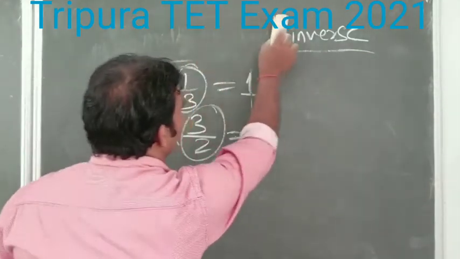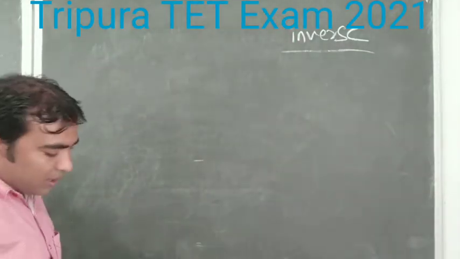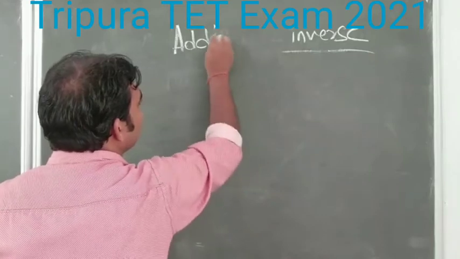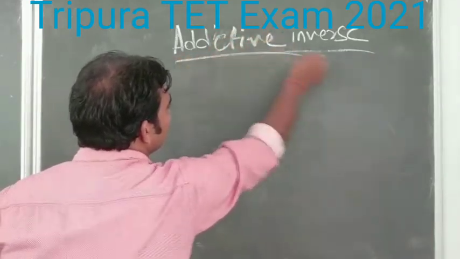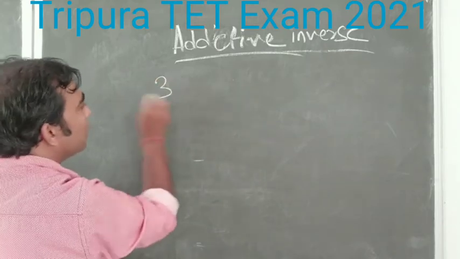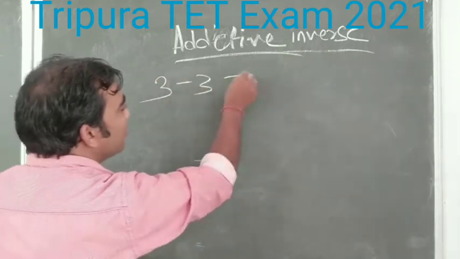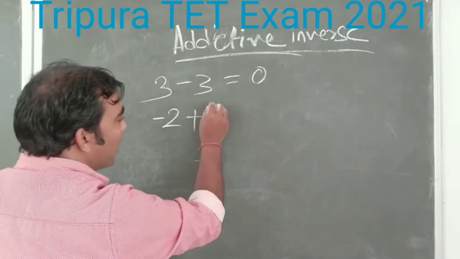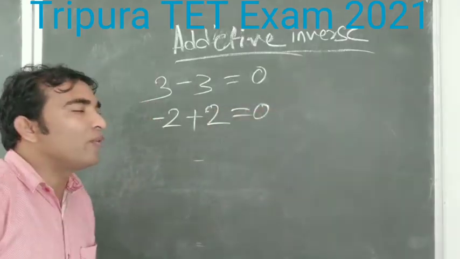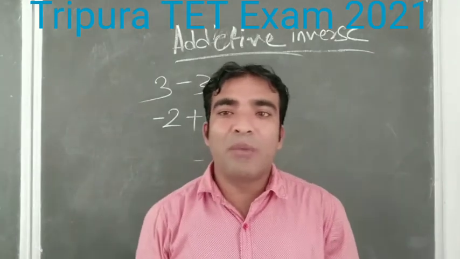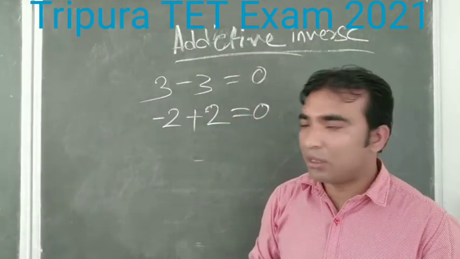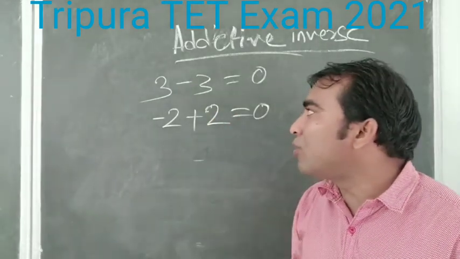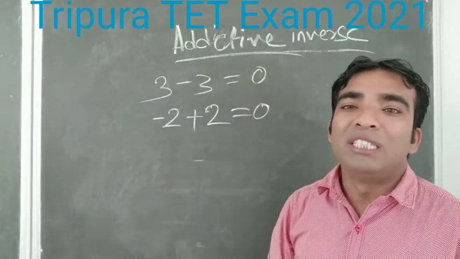In the case of additive inverse, the result should be 0. Suppose 3, then the additive inverse will be minus 3, so that the result will be 0. If it is minus 2, the additive inverse will be plus 2, so that the result will be 0. So in the case of additive inverse, just write the same number with opposite sign. In the case of multiplicative inverse, we have to write the reciprocal of the number, and in the case of additive inverse, we just need to change the sign.